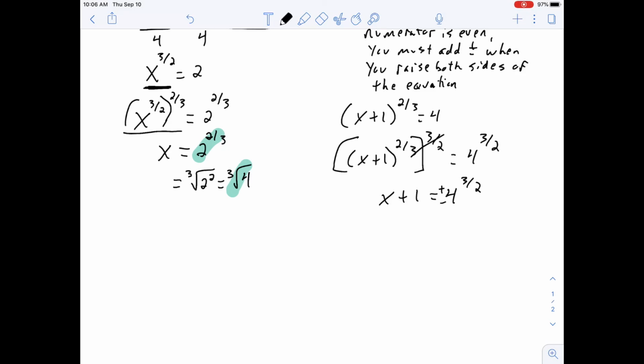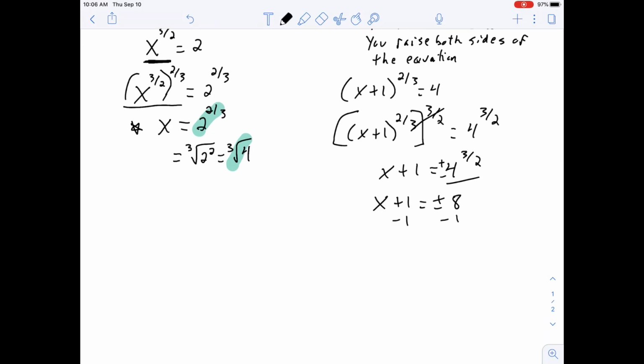You can go ahead and simplify 4 to the 3 halves. The other problem, 2 to the 2/3, is an irrational number. It's not going to work out to be some integer value. But 4 to the 3 halves does. So this becomes plus or minus 8, because 4 to the 3 halves is equal to 8. You can key it in the calculator, or you can do it manually. It's up to you. Now we have the x with the exponent of 1, but we still have this plus 1 here, so we have to get rid of that. So we go ahead and subtract the 1.